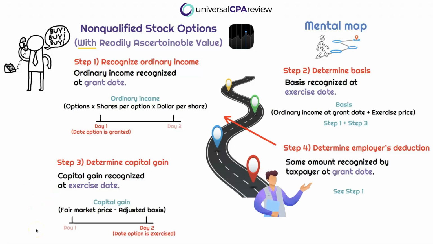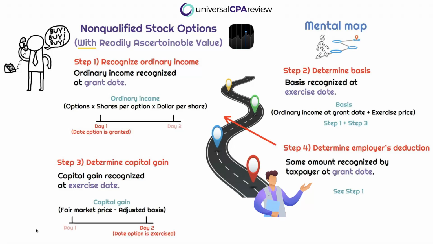And then finally in step 4, we're determining the employer's deduction amount. So Home Goodies is still providing Dan with these options. That is essentially part of Dan's wages. So that means that Home Goodies can take this as a deduction as compensation expense, right? This is ordinary income to Dan. This is an ordinary expense to the company.